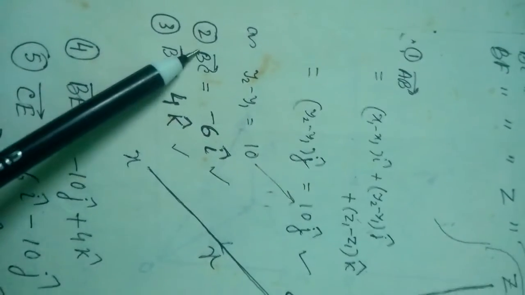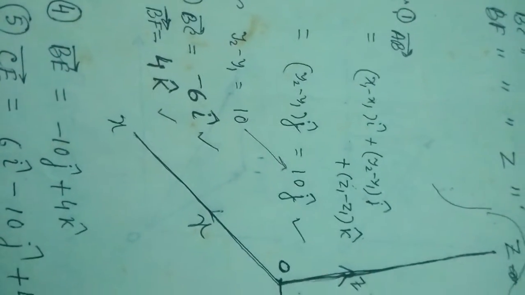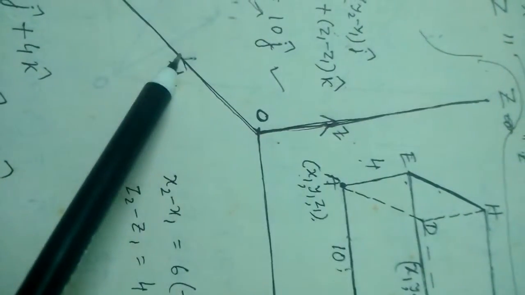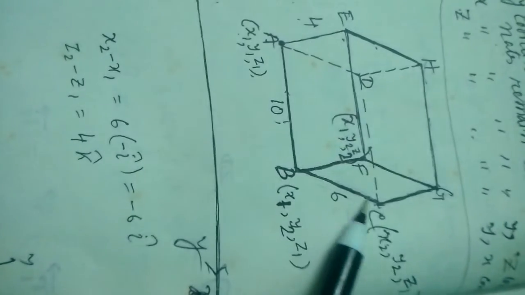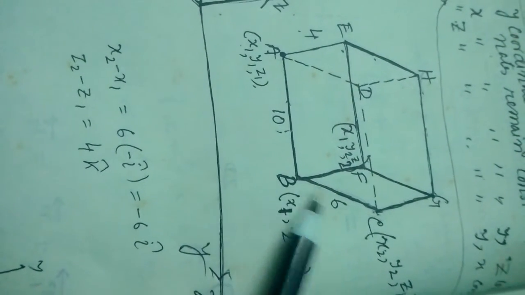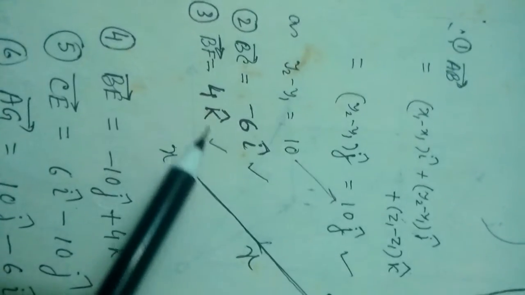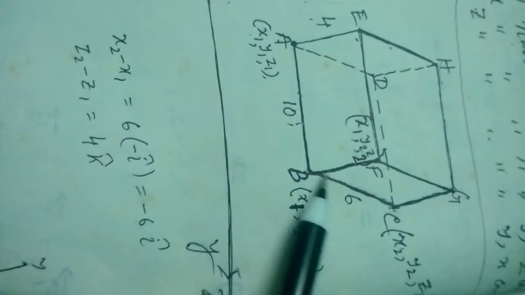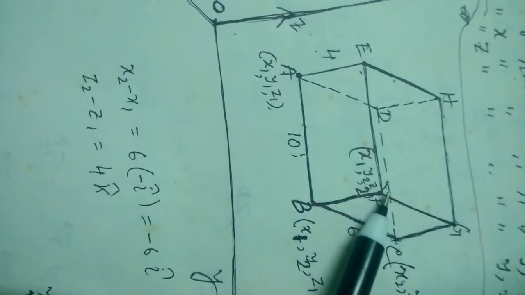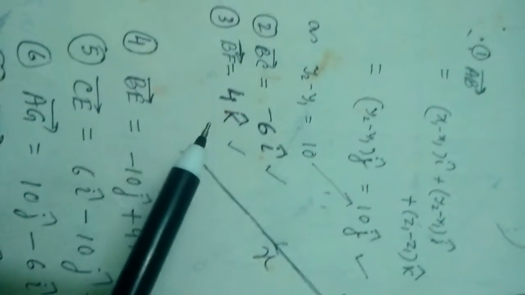So you have understood. Similarly, BC is minus 6i. I have told you this is 6i, but this direction is the x direction, and this direction is BC. CB will be 6i, but BC will be minus 6i. And BF is along the positive Z, so similarly it will be 4k.